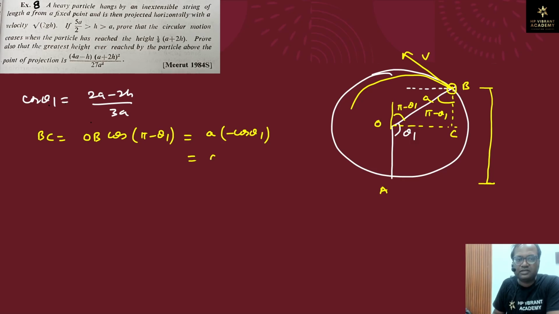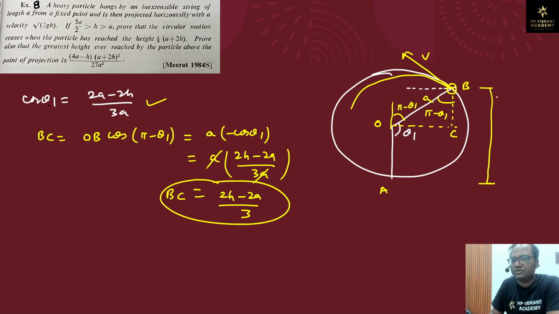So we have A times minus cos theta 1, where cos theta 1 is 2a minus 2h upon 3a, so the minus cos theta 1 will be 2h minus 2a upon 3a. This gets cancelled, so BC is equal to 2h minus 2a upon 3. So this is the whole height.